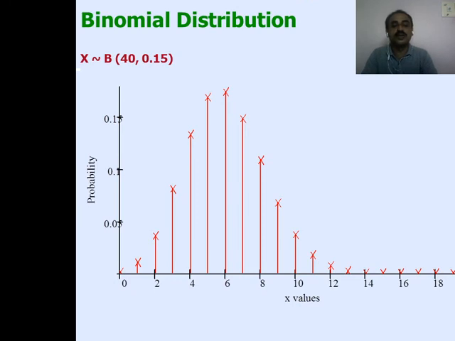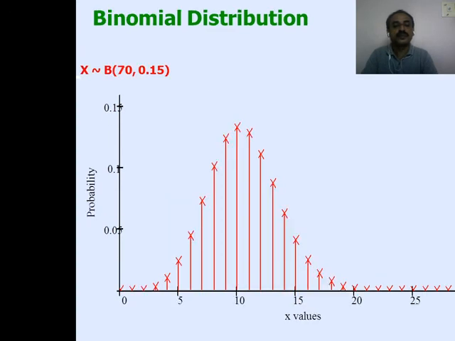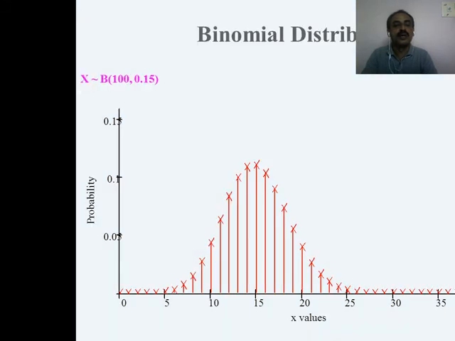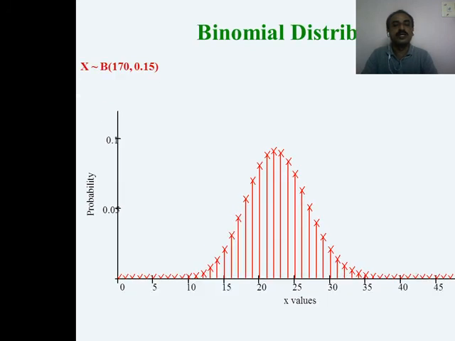We are increasing the values of n, and therefore the shape of the frequency curve becomes slowly symmetric. This is the situation when n equals 70 and p equals 0.15. And this is the situation when n equals 100 and p equals 0.15. The shape is very symmetric. And now this is the shape when n equals 170 and p equals 0.15. So almost at n equals 170, the shape is very symmetric, or it is similar to the shape of normal distribution. That's why we say binomial distribution can be considered as a distribution which will be attracted to normal distribution when n becomes large.